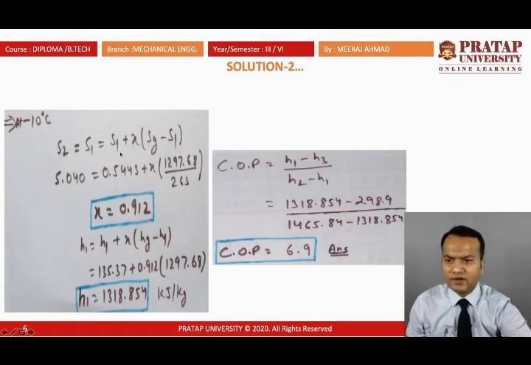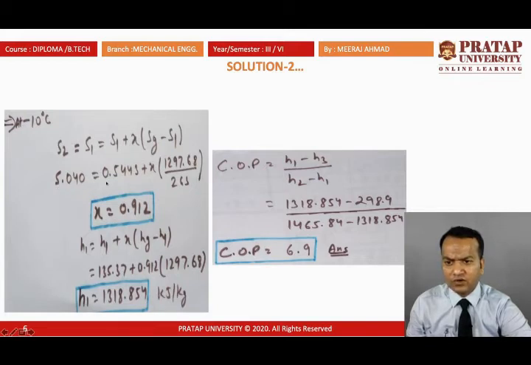S1 is at a wet region, as you can see in the figure at point 1. So how can you write the wet region formula for entropy? S equals Sf plus X, which is the dryness fraction, multiplied by Sg minus Sf, and this Sg minus Sf is written as latent heat divided by temperature at minus 10 degrees Celsius.